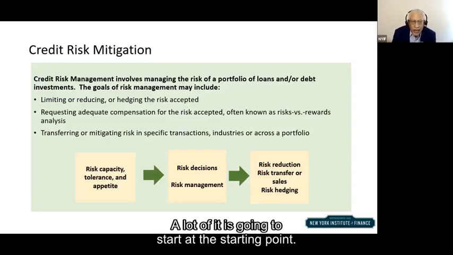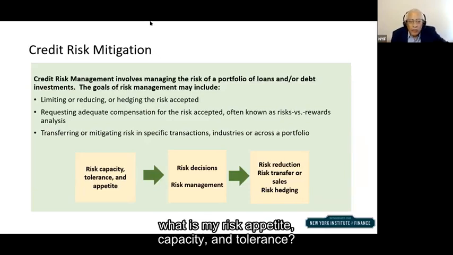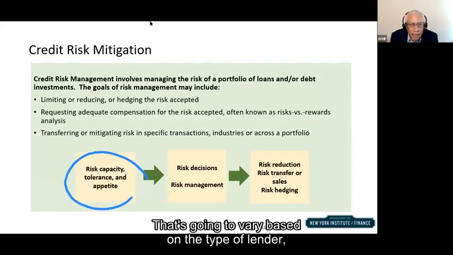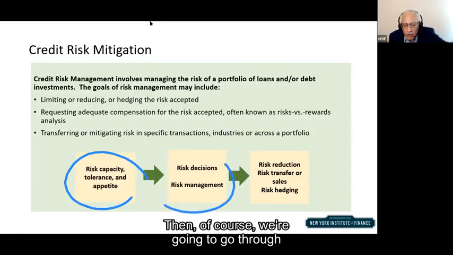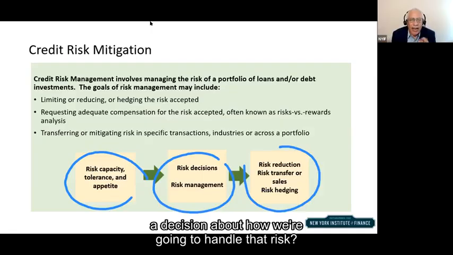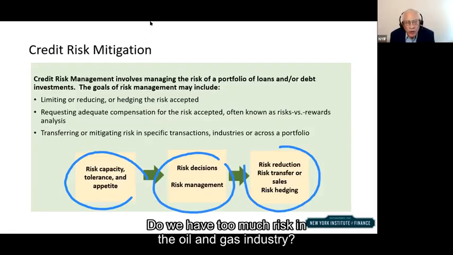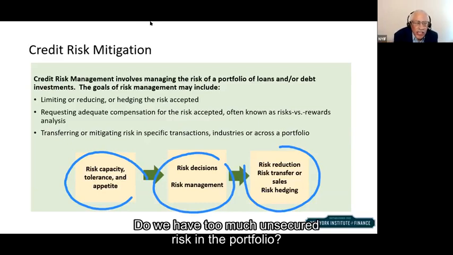There are so many different ways that we can try to manage that type of risk. A lot of it is going to start at the starting point. So the starting point is going to be, in my portfolio, what is my risk appetite, capacity, and tolerance? That's going to vary based on the type of lender, investor, financial institution that's involved. And then, of course, we're going to go through risk management and risk monitoring. And then at some point, we make a decision about how we're going to handle that risk. Do we have too much risk in the oil and gas industry? Do we have too much long-term risk in the loan portfolio? Do we have too much unsecured risk in the portfolio? Do we have too much country risk in the portfolio?